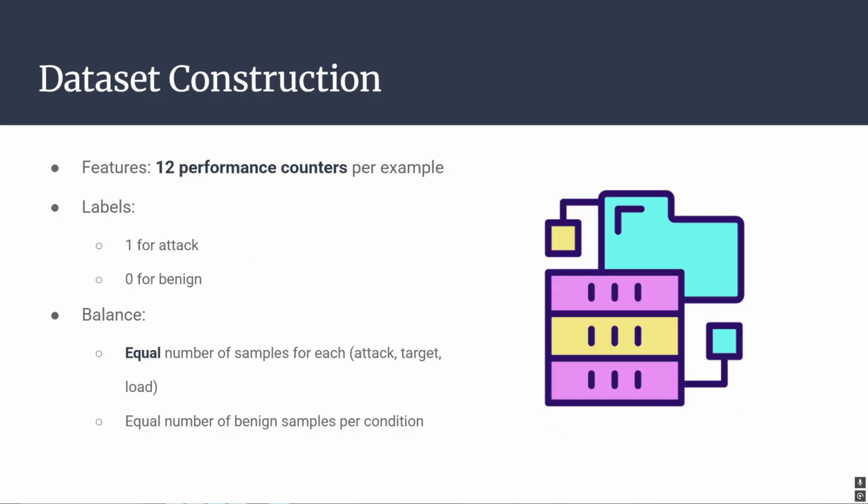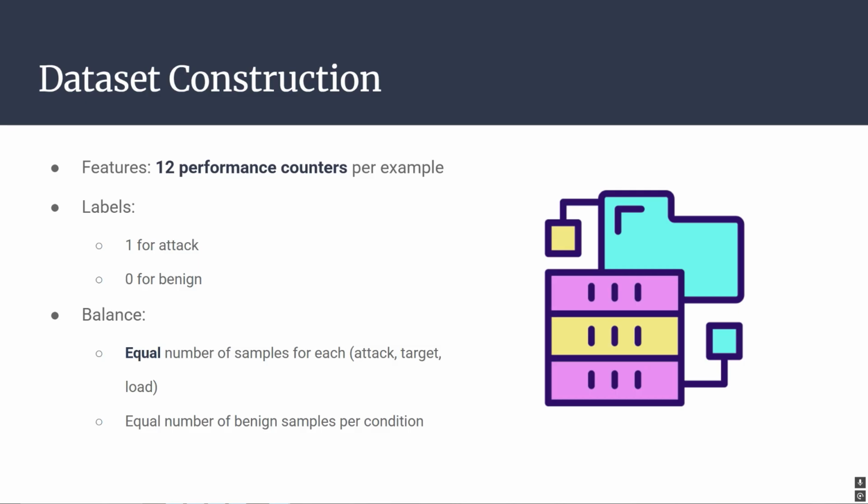So for our data set, each sample is made up of 12 performance counters, all collected at the system level, and we label each sample either attack, which is 1, or benign, which is 0. A key aspect of our data set is that it's stratified and balanced.